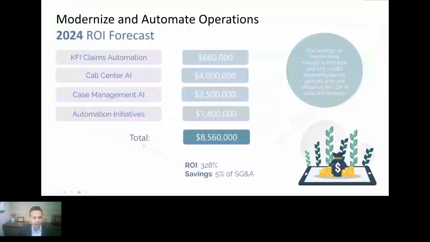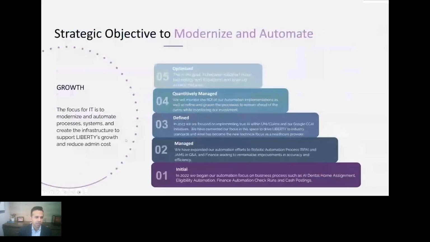Talking about ROI, this is the kind of ROI we have realized, and I'll walk you through these initiatives in detail. The very first one is, as I mentioned, as an insurance company we process claims, and we still receive a good amount of claims on paper. Then the call center, obviously, we take a lot of calls. We do something called case management, a concept in healthcare, and then there are certain automation initiatives we have taken care of. A total of $8.5 million in savings, which is 5% of our entire company's SG&A, and which delivers an ROI of 328%.